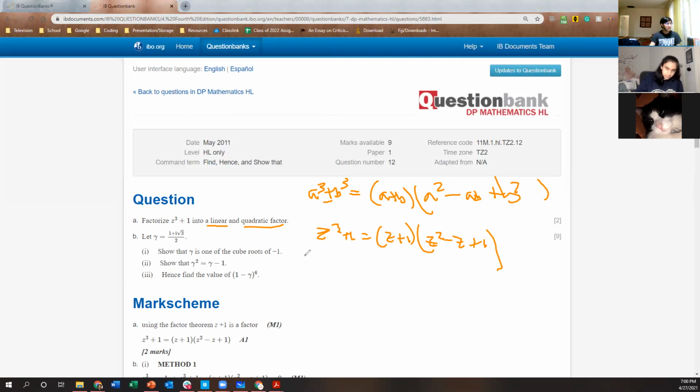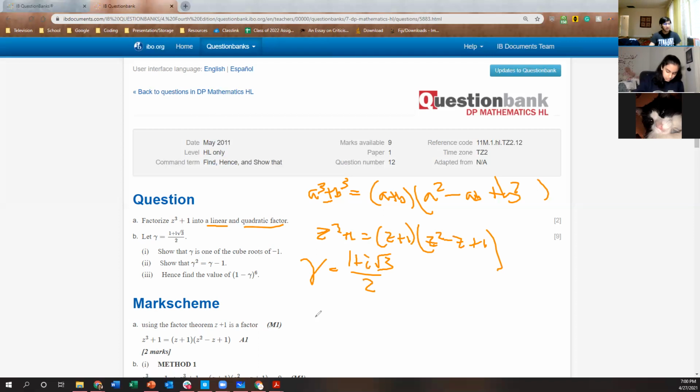Now, let gamma equal 1 plus i root 3 on 2. Show that gamma is one of the cube roots of -1. How can we solve this? What do you think we can do? How can we show that gamma is a cube root of -1?